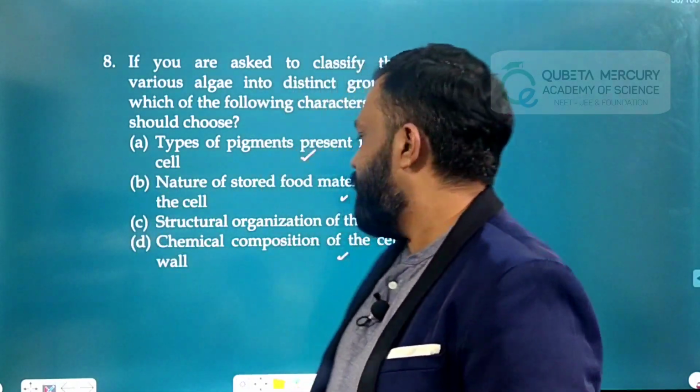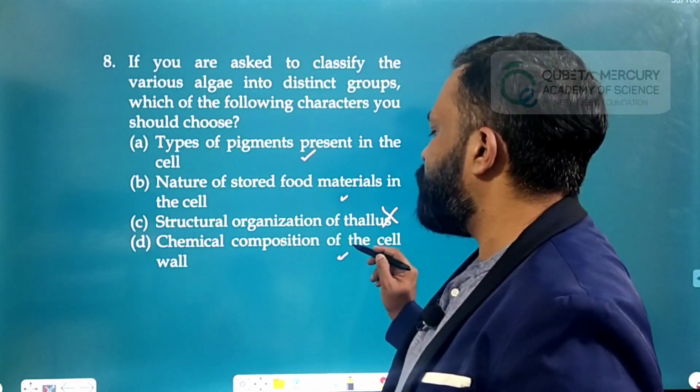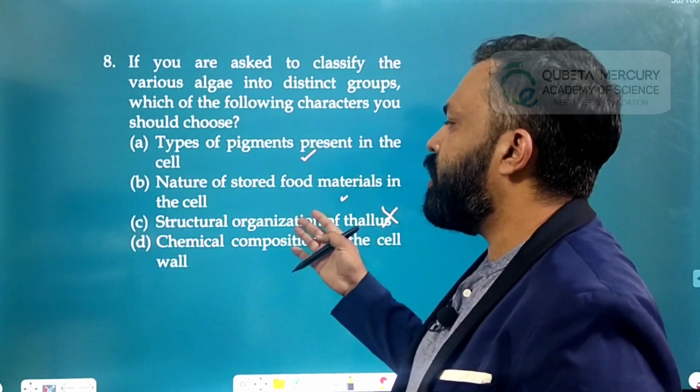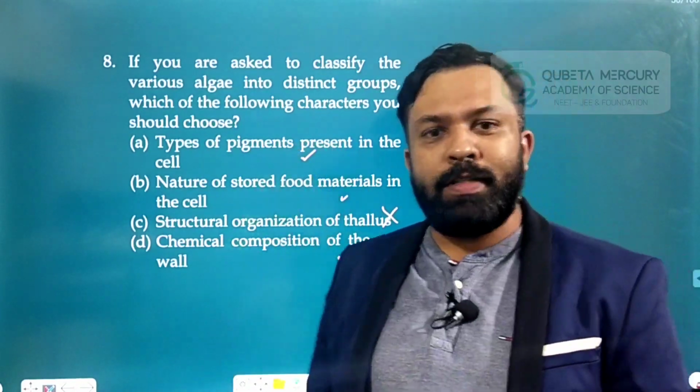And the type of pigments present in the cell that also were described there in that table. Under the chlorophyll, the pigments are chlorophyll A and B. For pheophyll, the pigments are chlorophyll A, C, and fucoxanthin. And for rhodophyll, pigments are chlorophyll A, chlorophyll D, and phycoerythrin. So the chemical composition of algal classes are quite different. The reserve food material is also different. At the same time, the pigments are also different.